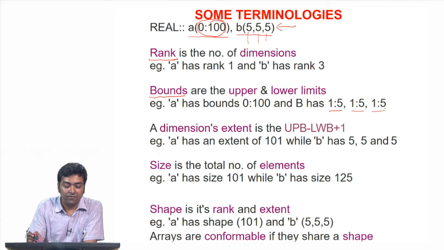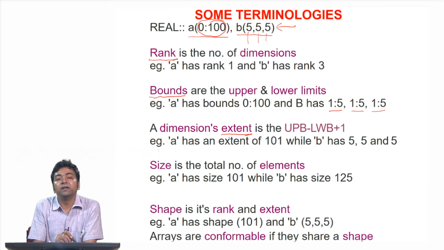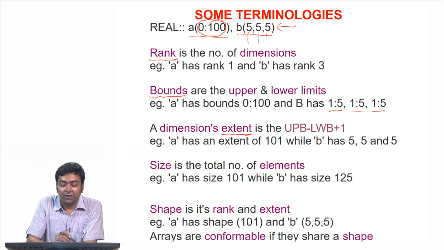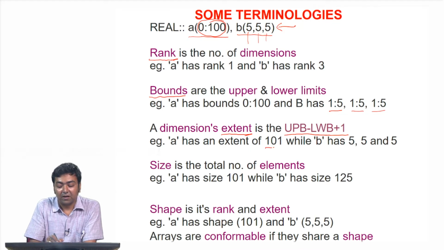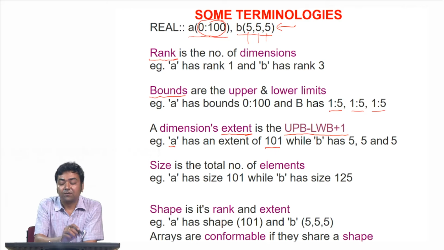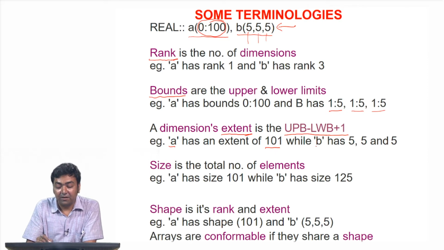Now, the dimension's extent tells us how many elements are present along that particular dimension, and this is given by the formula: the upper bound minus the lower bound plus 1. So, for this particular array, the extent will be 100 minus 0 plus 1, which is 101, while for the array B, each dimension has an extent of 5.